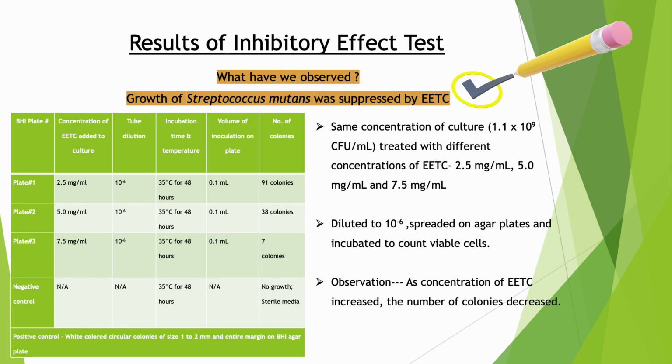Now coming to the main results, the first test we conducted was to observe the inhibitory effect of ETC on the growth of Streptococcus mutans. Here we treated the culture with 3 different concentrations of ETC. Here you can see 2.5, 5 and 7.5 milligram per ml concentrations were used. This treated culture was diluted and spread on agar plates to count the viable cells. After incubation, we found a decreasing trend in the result. When the concentration of ETC increased, the number of colonies on the plates decreased. So this means that Streptococcus mutans growth was suppressed to some level by the effect of ETC.